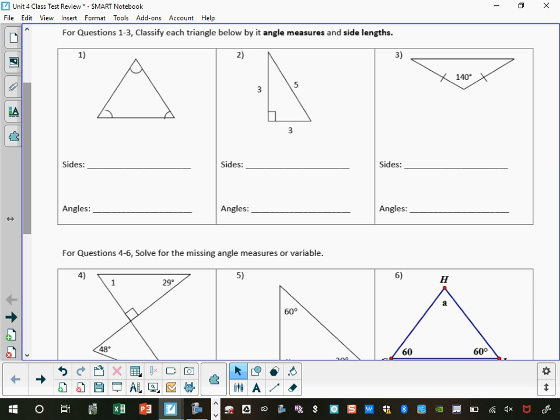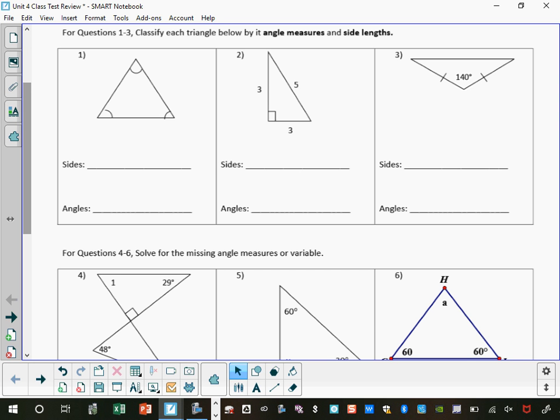All right, so this class test review is going to look exactly like your test, which is next class. Kenzie and Michael, your papers are in that group. I literally typed up this class test review by looking at the test. I went step by step. It's not the exact same with numbers, but it looks just like this.